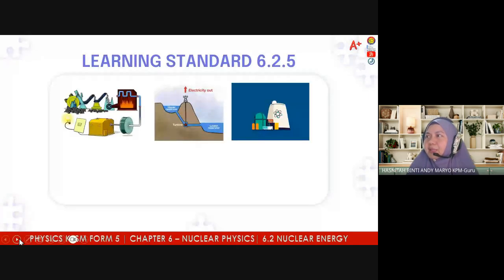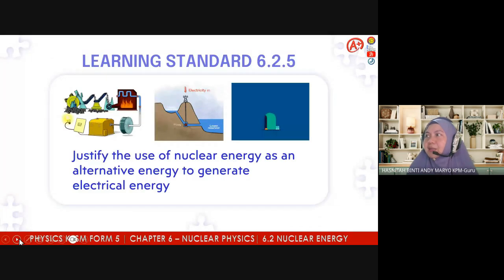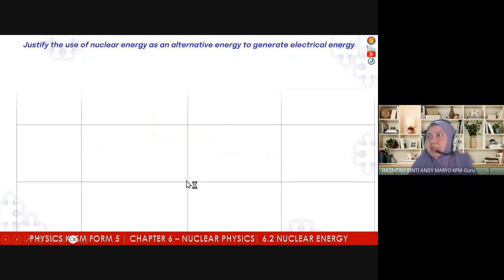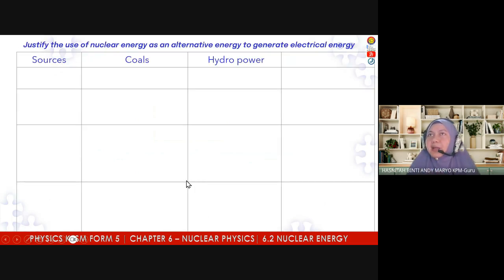Okay, now to understand how the process occurs, or how we use nuclear energy as an alternative energy to generate electrical energy, this is the fifth and the last learning standard. Okay, first, students, this is a few examples of fuel which can be used to generate electricity in different countries. Some are using coal. Some countries use hydropower, like us in Malaysia. We are using hydropower stations to generate our electricity. And there we have nuclear energy.